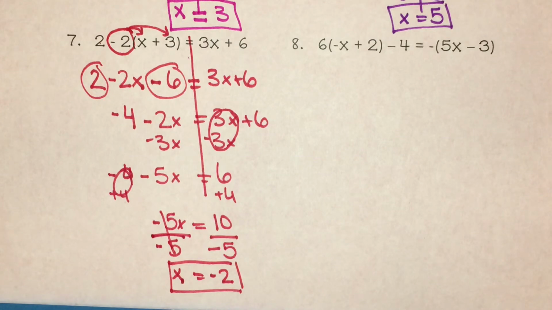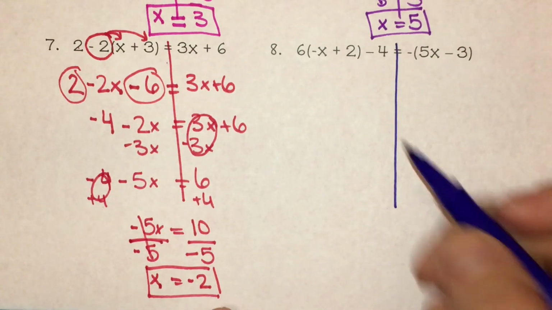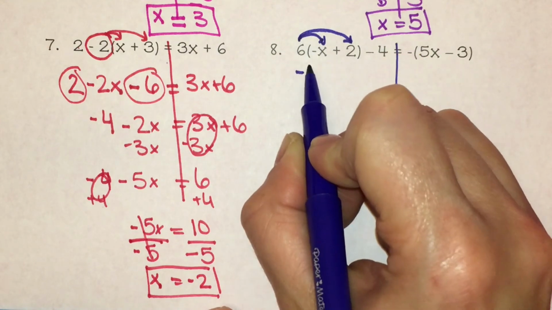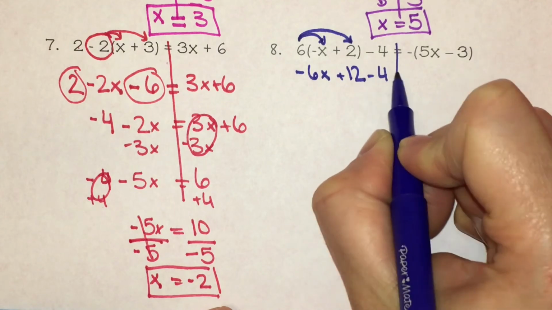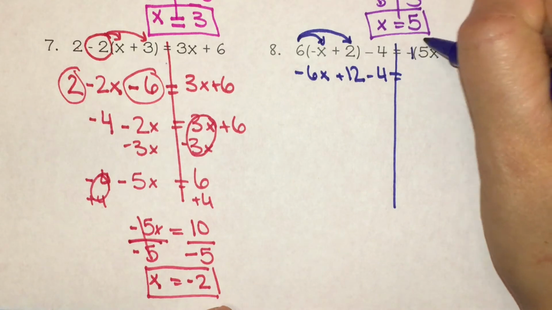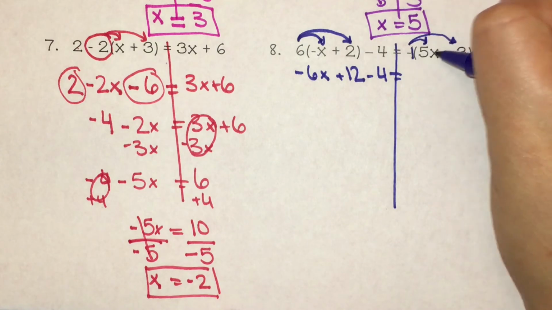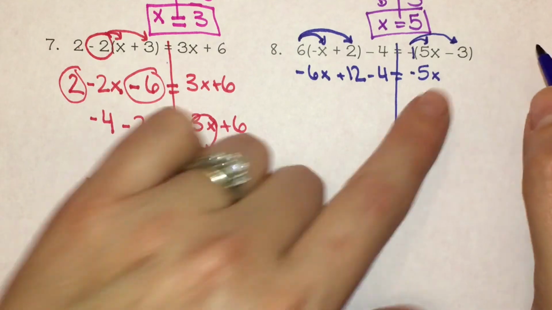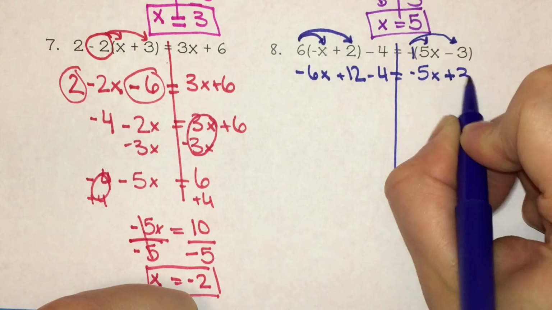Last one. Here I'm going to start by distributing that 6, multiplying it by everything inside. 6 times negative x is negative 6x, plus 6 times 2 is 12. Bring down that minus 4, equals, oh, here we have another negative out in front. I'm going to put a 1 there, so I'm going to distribute it and multiply everything inside by negative 1. Negative 1 times 5x, negative 5x. Negative 1 times negative 3, I'm including that minus, as negative 3 gives me positive 3.